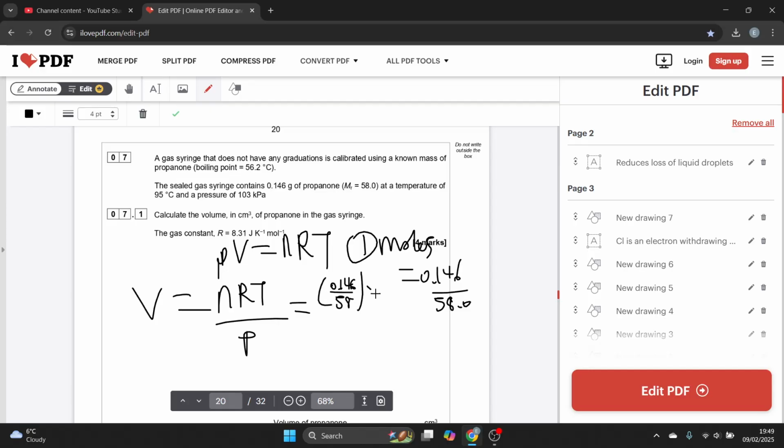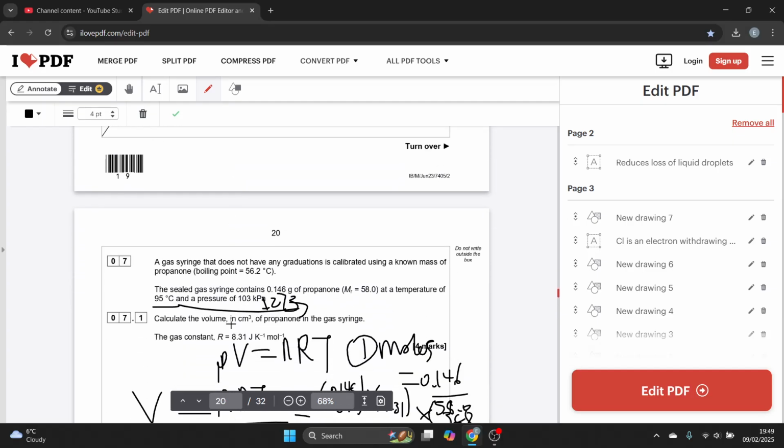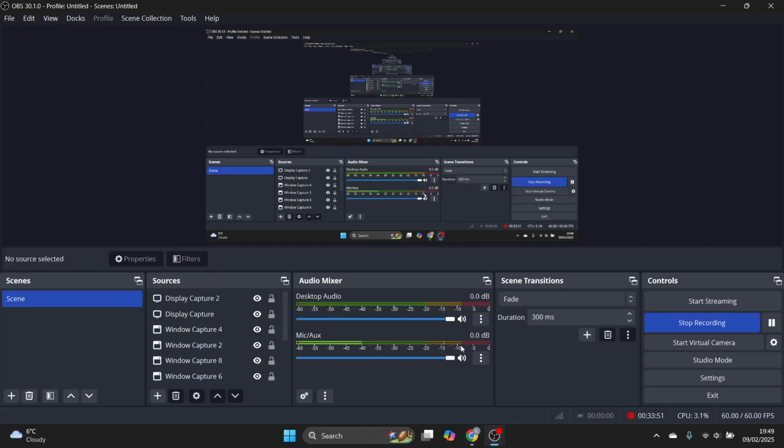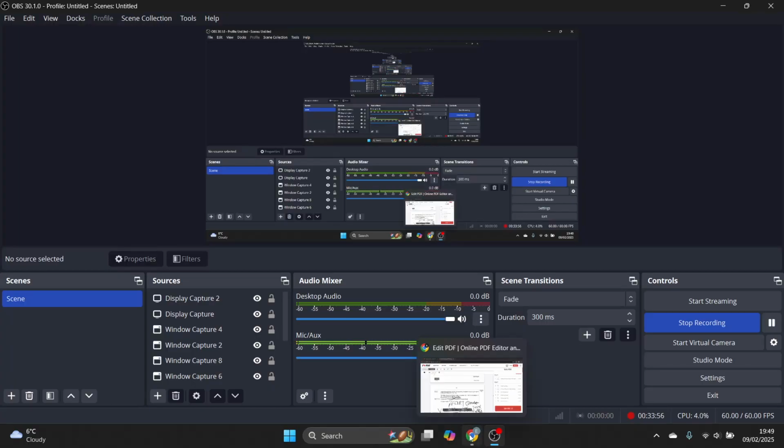Mr, times by 8.31, times by the temperature in Kelvin. 95 degrees Celsius, I want in Kelvin, so add 273. 95 plus 273 is 368, all over the pressure in pascals, 103,000 pascals. Now remember, volume in the ideal gas equation gives it to me in meters cubed. I want it in centimeters cubed.